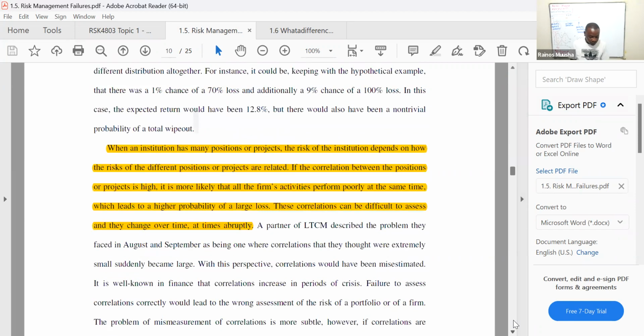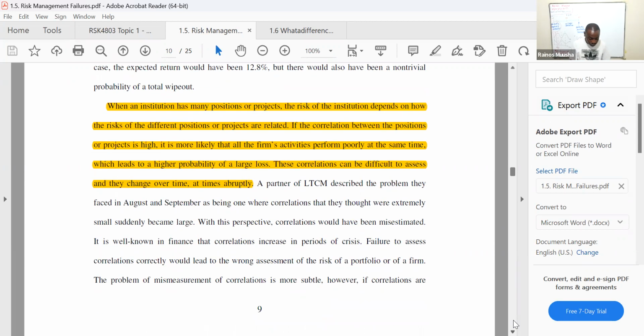Then they also say, when an institution has many positions or projects, the risk of the institution depends on how the risks of the different positions or projects are related. So if the correlation between the positions or projects is high, it is more likely that all the firm's activities perform poorly at the same time, which leads to a higher probability of a large loss. So these correlations can be difficult to assess, and they change over time, at times abruptly as well. And remember, that's basically what we're trying to put across when it comes to the issue of correlations there as well.